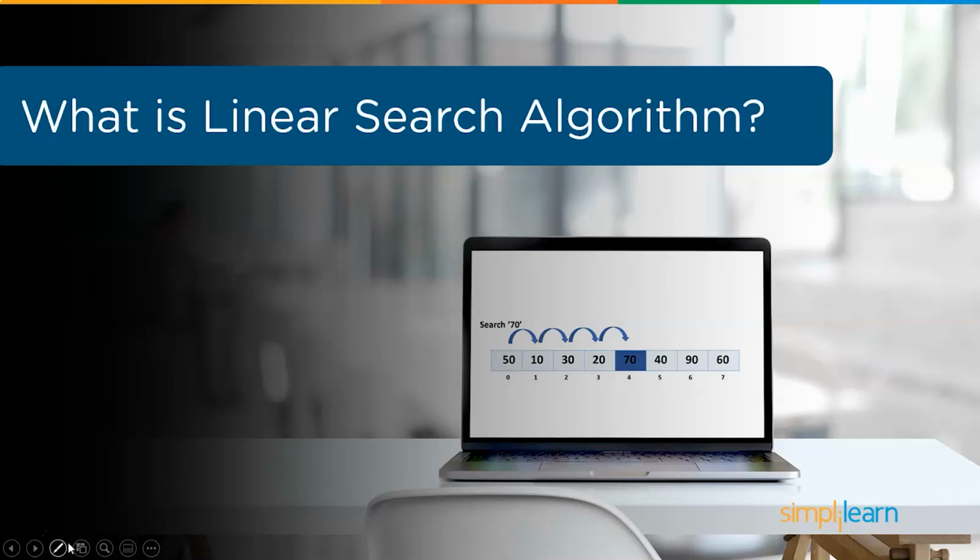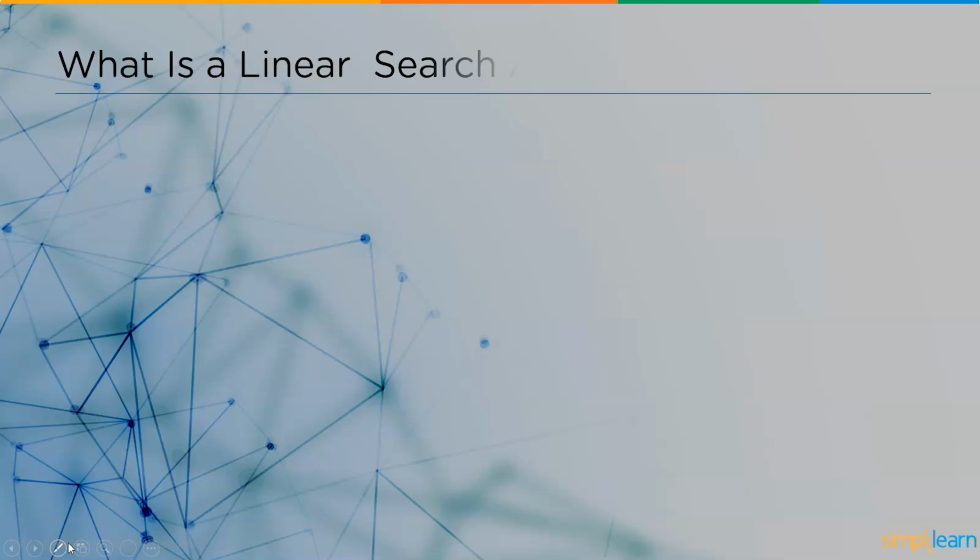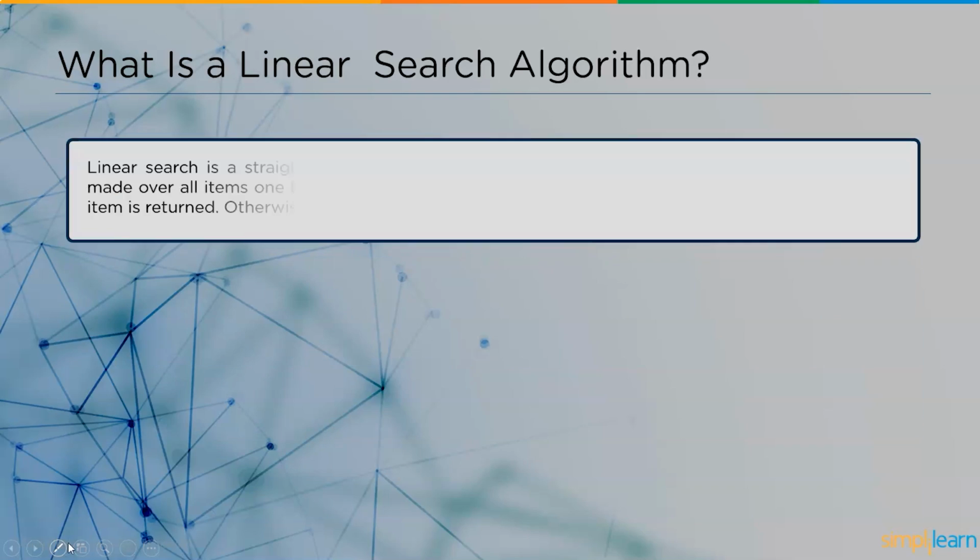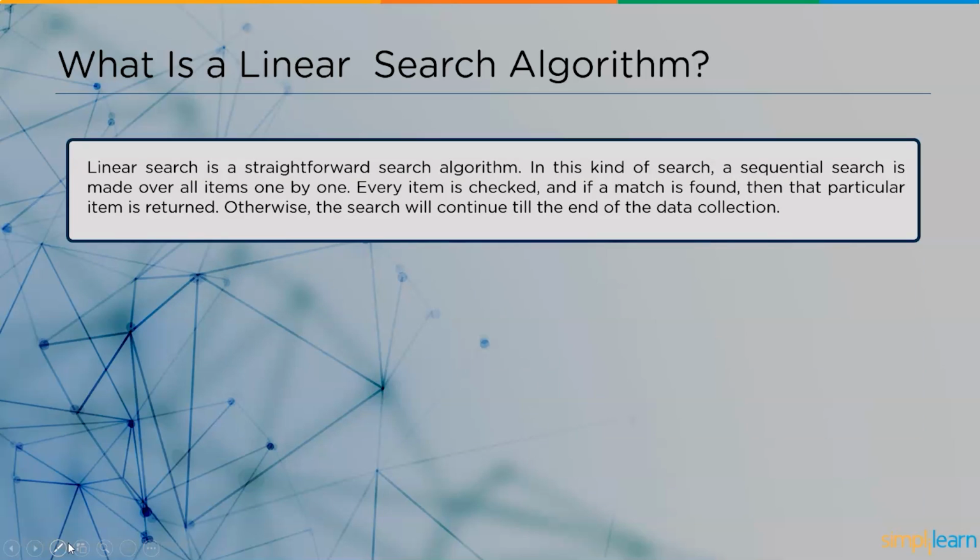After understanding the logic of search and the types of search, we will get into understanding what the linear search algorithm is. The linear search method is a simple search technique. In this approach, we perform a sequential search across all objects one after the other. Every element is examined, and if a match is found, the specific element is returned. Otherwise, the search continues until the data collection is complete.